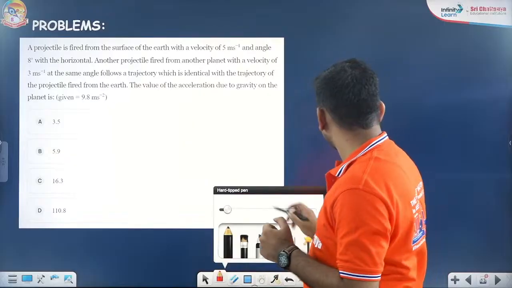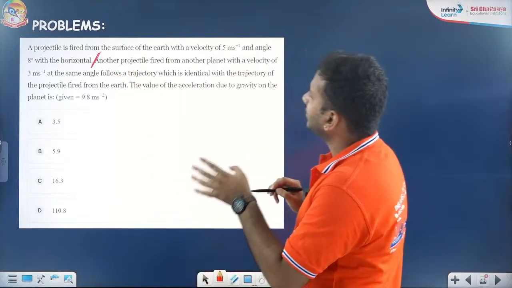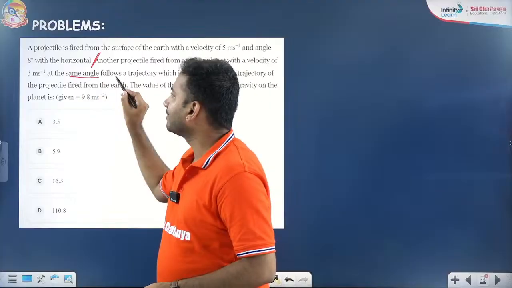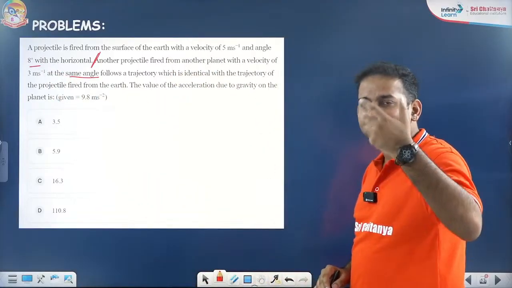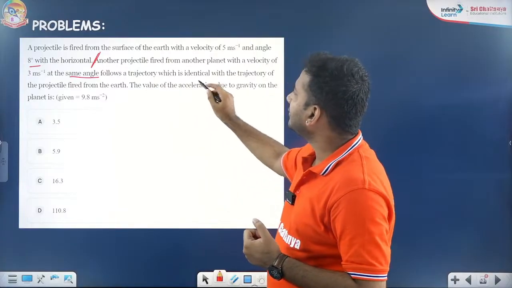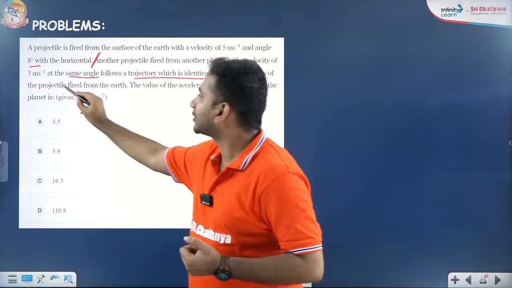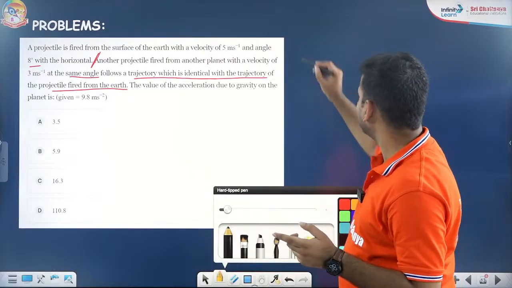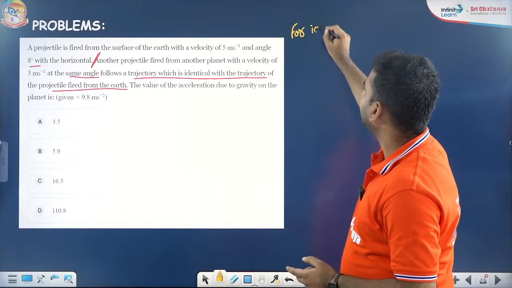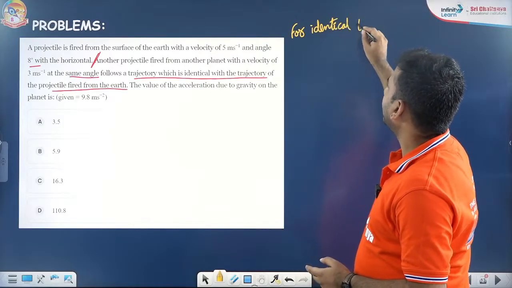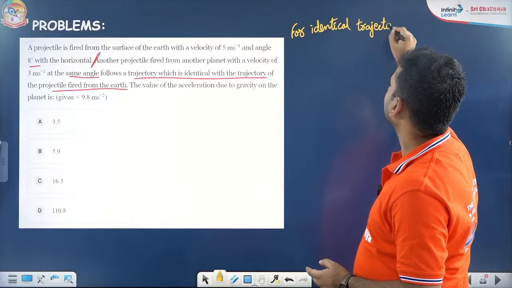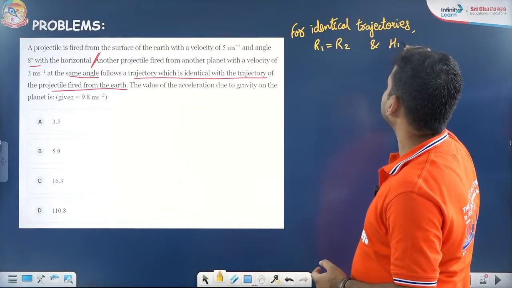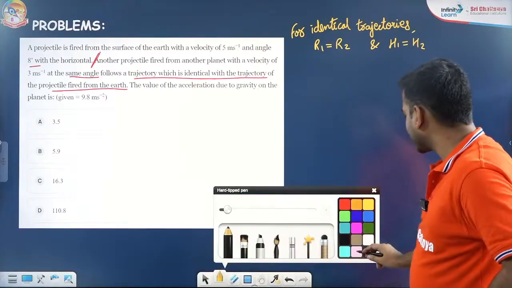Another projectile is fired. So here we would like to break the question. Another projectile is fired from another planet with a velocity of 3 meters per second at the same angle. See, the angle is the same, 8 degrees. So maybe when you divide, it will be cancelled, no? It follows a trajectory which is identical with the trajectory of the projectile fired from the earth. The value of the acceleration due to gravity on the planet is, for identical trajectories, I would say their ranges are also the same. Trajectories, R1 is equal to R2 and H1 is also equal to H2.